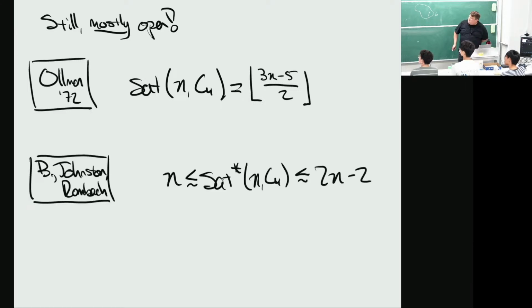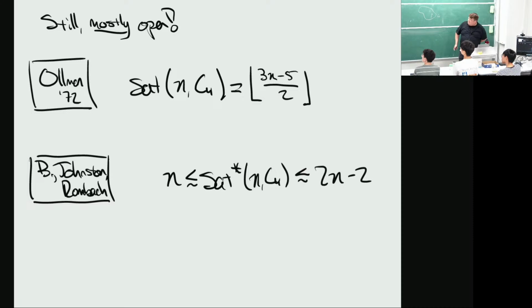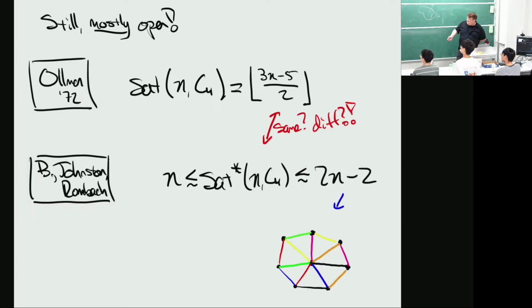Puck and Dan and I proved initially that the rainbow saturation number is somewhere between n and 2n minus 2, which is fine, but unsatisfying. Because that doesn't tell you that it's not (3n minus 5)/2. You don't learn that it's different. We hoped maybe it would be smaller and we would deal with our conjecture. That ends up not being the case.